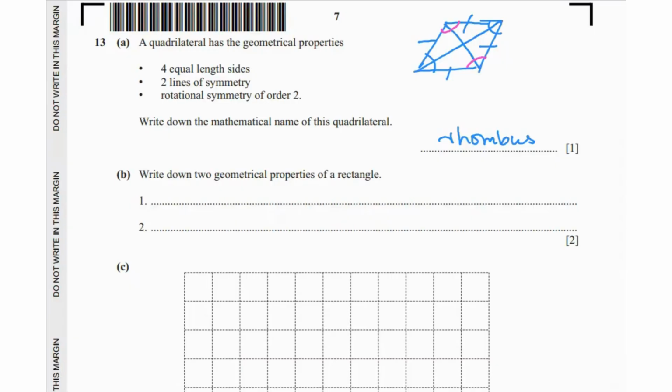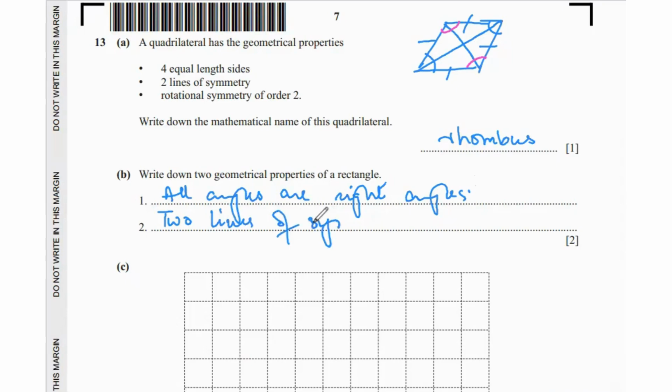Then it says, write down 2 geometrical properties of a rectangle. Very simple. All angles are right angles. Then 2 lines of symmetry. You can also talk about the rotational symmetry. You can even talk about the lengths. Opposite lengths are equal. So you have these 4 properties for a rectangle. You can pick 2 out of these and write them for the answer.